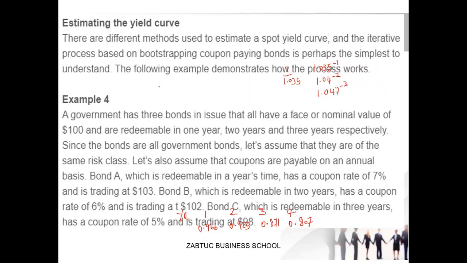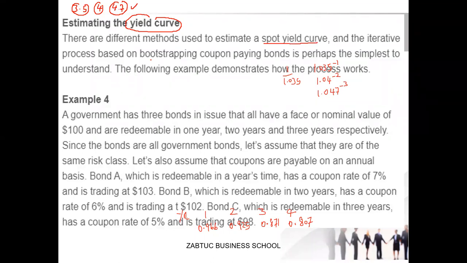Bootstrapping is now coming here. What do we want to do here? We want to estimate the yield curve. The question that we are coming from, the 3.5%, the 4%, the 4.7, we are given. And we are told that these are normally published. But is it possible to work out these? That's a lesson we want to learn. Can you work out these? The answer is yes. There are different methods used to estimate a spot yield curve.